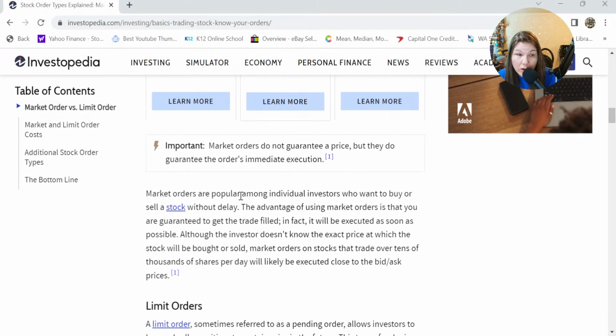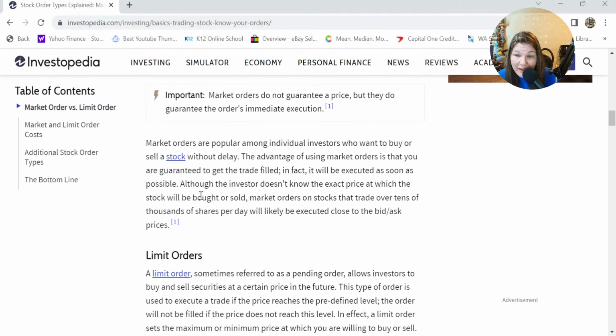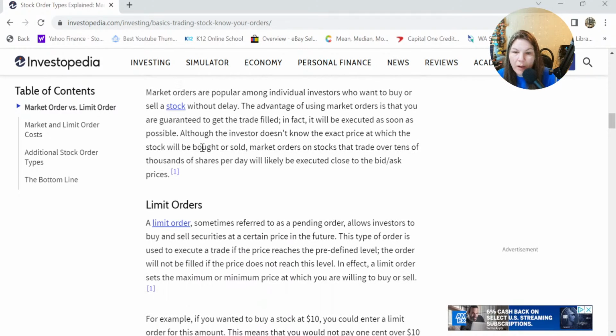And you might pay more than what is up on the screen because they get it to you immediately. So market orders are popular among individual investors who want to buy or sell a stock without delay. The advantage of using market orders is that you're guaranteed to get it filled. In fact, it will be executed as soon as possible, ASAP, guys. As soon as it can happen, it will happen.